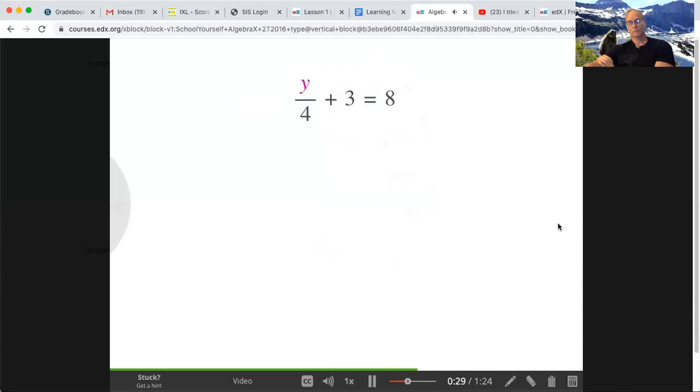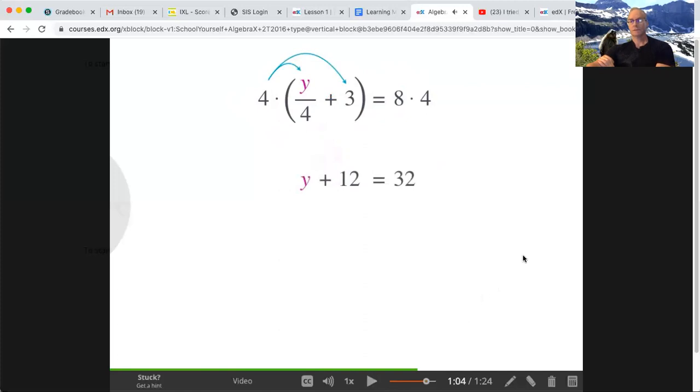Instead of subtracting 3, let's first multiply both sides by 4. So on the right, we have 8 times 4. And on the left, you might be tempted to multiply by 4 like this. But this expression says you're just multiplying the first term by 4, and we wanted to multiply this whole expression by 4. We can do that by putting it in parentheses. Then we can distribute the 4 onto the sum. 4 times y over 4 gives you y, and 4 times 3 equals 12. And on the right, 8 times 4 equals 32.